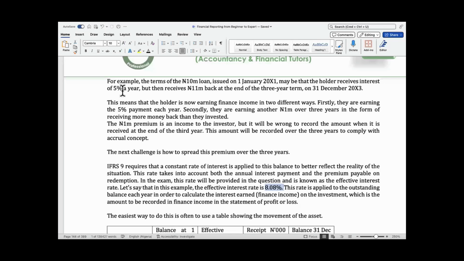So we are saying that instead of recognizing only 5% as income every year, in order to capture that 1 million also every year, like a portion of it every year, we use an effective interest rate. The examiner will always give you this effective interest rate. So it is a rate that will have captured all your flow of income. So what goes to P&L every year is this 8.08%.